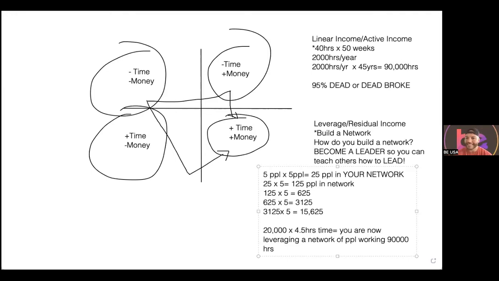And those 5 are going to teach 5. And those 5 are going to teach those 5. And those 5 are going to teach those 5. And now you have duplication. And now you have a network of 20,000 people just giving you 4.5 hours a day, guys. That's it. You're now leveraging 90,000 hours towards your global business. Don't you think you're going to be making some money?